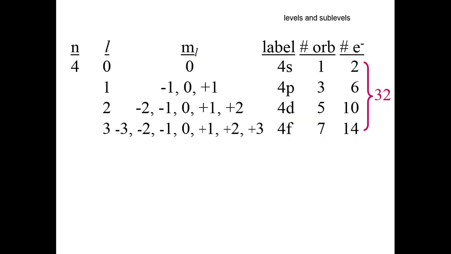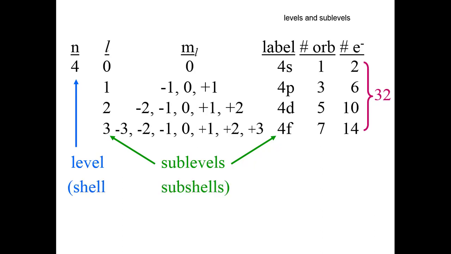We finish with a bit of terminology. All of the orbitals with n equals 4 comprise the n equals 4 level. There are 16 orbitals that can hold 32 electrons in this level. In the n equals 4 level, there are 4 sublevels corresponding to the L values. Each sublevel has a different label: 4s, 4p, 4d, or 4f. These are also sometimes called shells and subshells. The terms levels and shells can be used interchangeably.